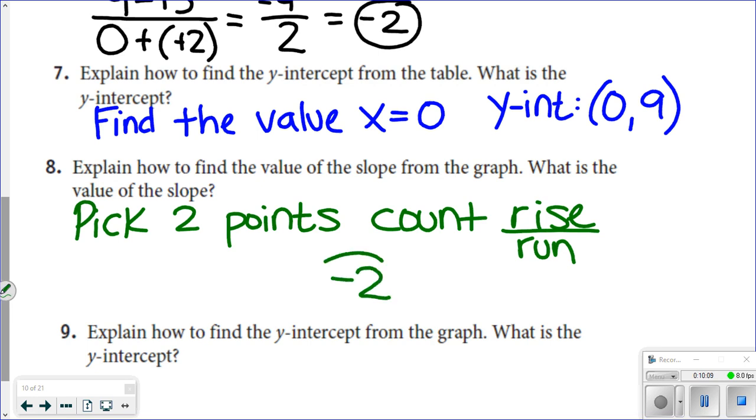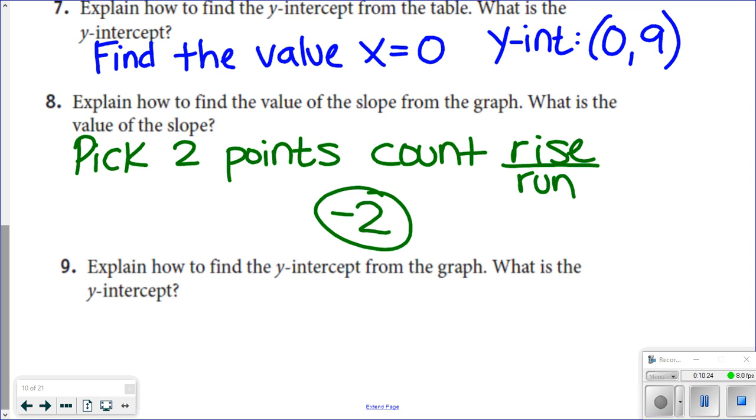My slope from the graph is negative 2, and that matches our answer from question 6. So the table, we had a slope of negative 2. The graph has a slope of negative 2. How would we find the y-intercept from the graph?